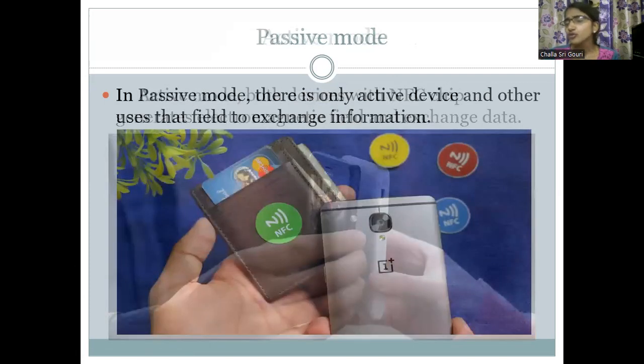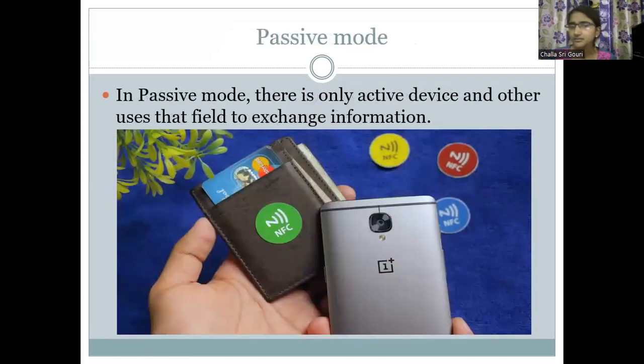Coming to the passive mode, you can easily guess. So what happens in the passive mode? In passive mode, only one device is active and whatever field is generated by that one particular device will be used by the other device in order to exchange the information. And that kind of mode we call it as passive mode.